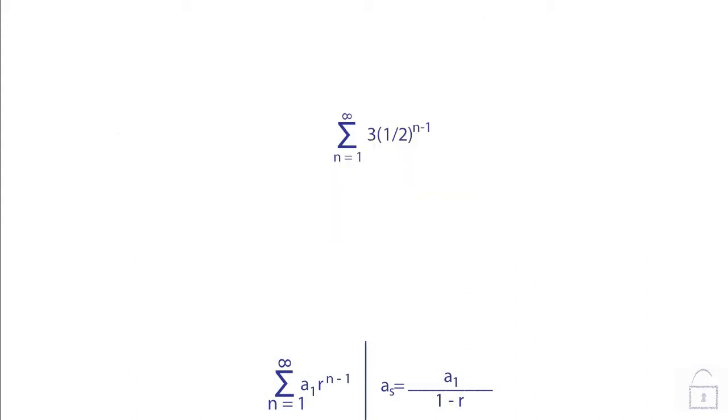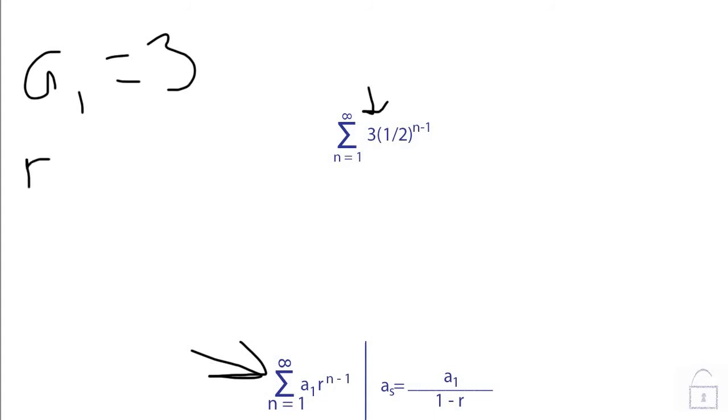Alright, here we have some sigma notation. Alright, so now referring down to this equation right below, we get our A1 value, which is equal to, in this case, 3. Alright, then we can get our R value, which is equal to 1/2. Now, with this sigma notation, we can notice that we go from our first number to an infinite number of terms. So this is an infinite sum.